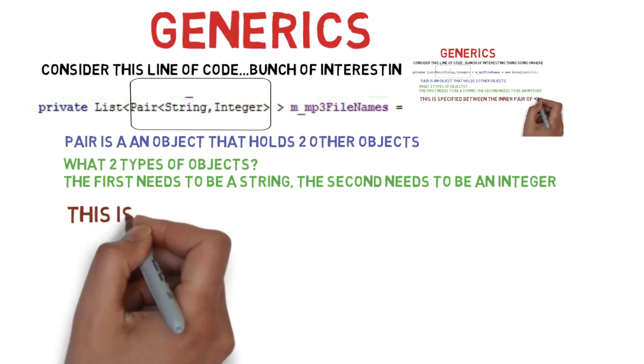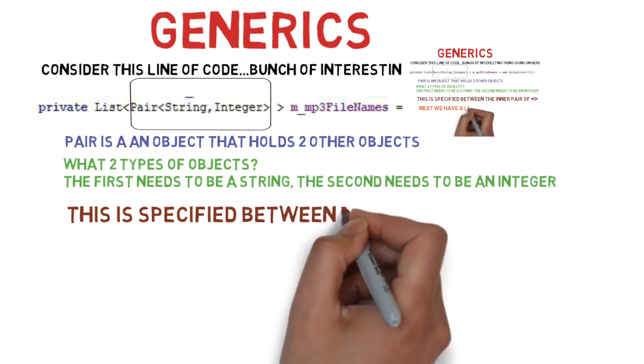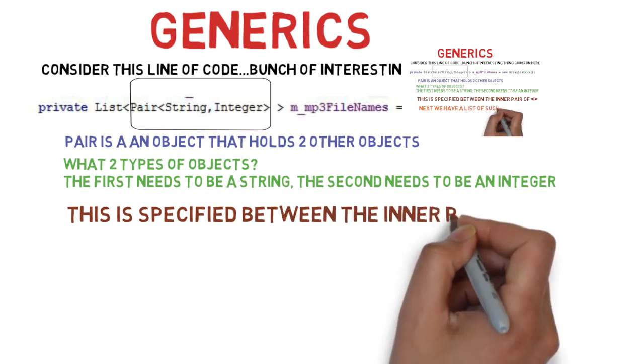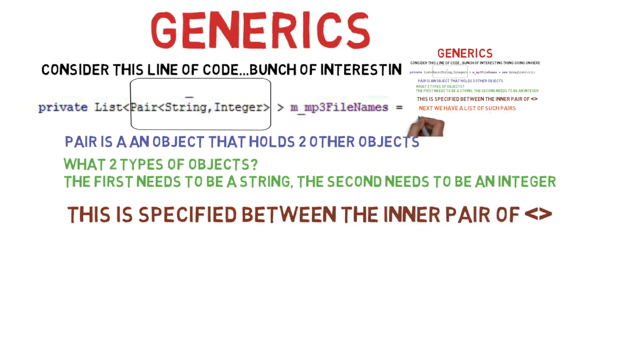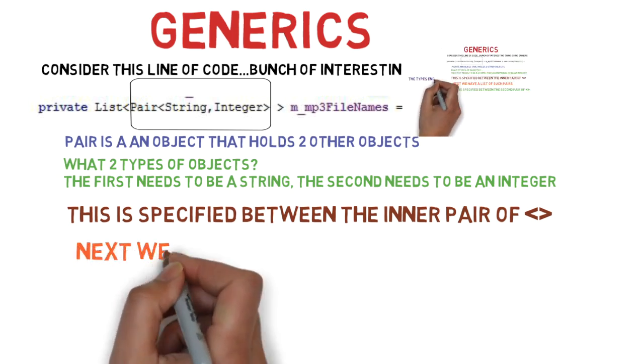What these objects are can be specified between the inner pair of angular braces. The greater than and less than signs are called angular braces when they are used with generic templates like this. Okay, what do you have after the pair? There's a whole lot of other stuff there as well.